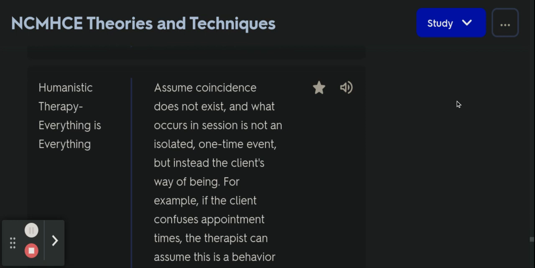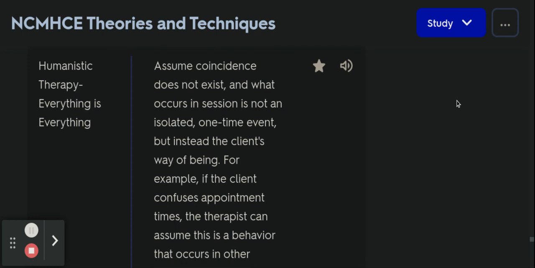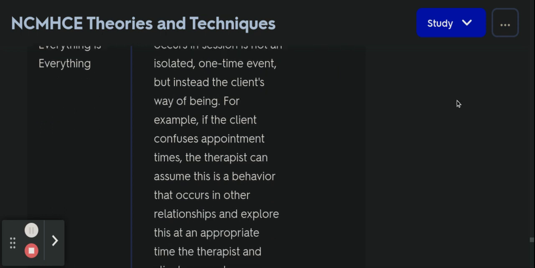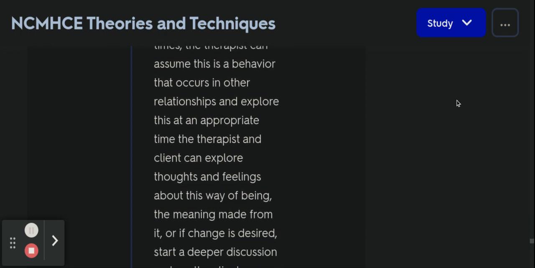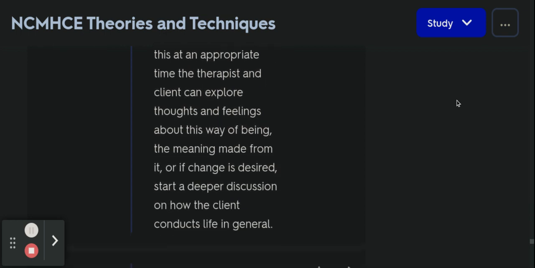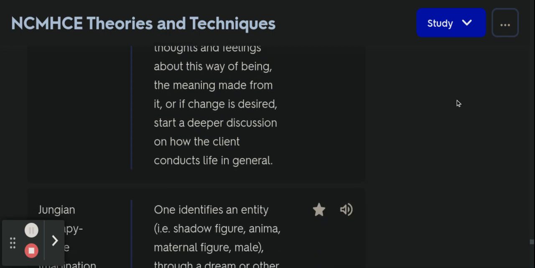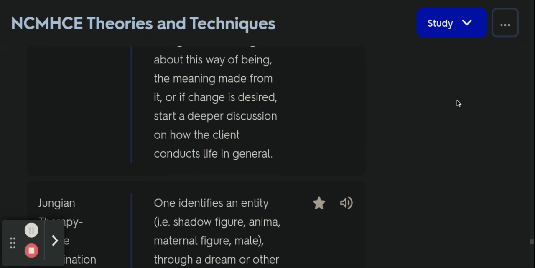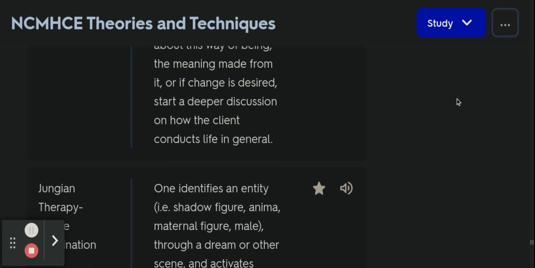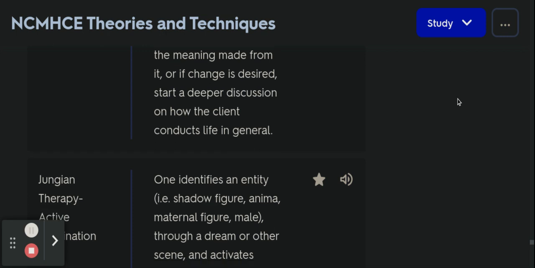Humanistic therapy, everything is everything. Assume coincidence does not exist, and what occurs in session is not an isolated one-time event, but instead the client's way of being. For example, if the client confuses appointment time, the therapist can assume this is a behavior that occurs in other relationships and explore this at an appropriate time. The therapist and client can explore thoughts and feelings about the way of being, the meaning made from it, or if change is desired. Start a deeper discussion on how the client conducts life in general.